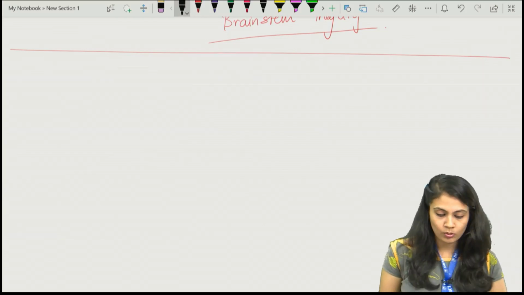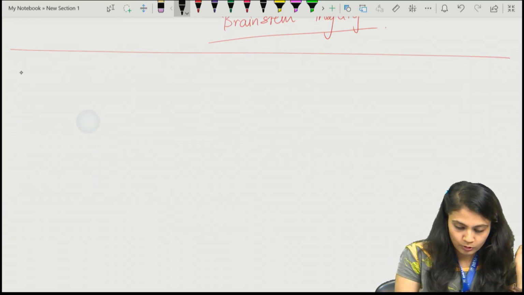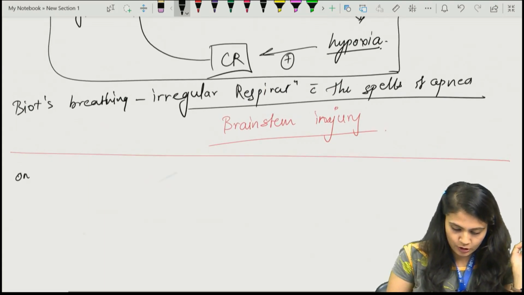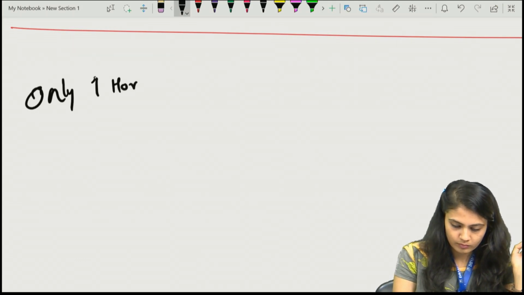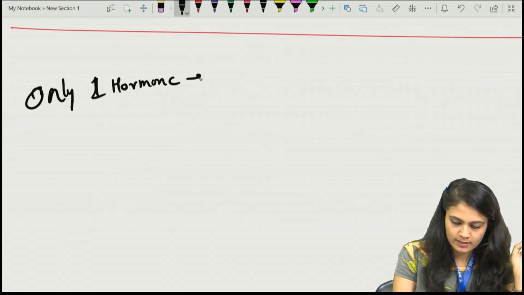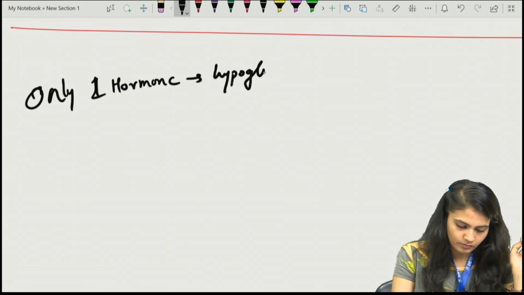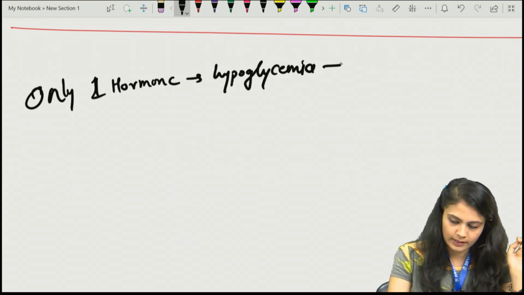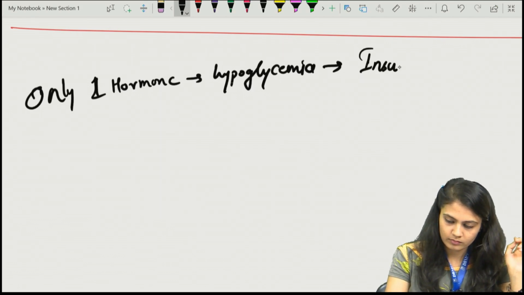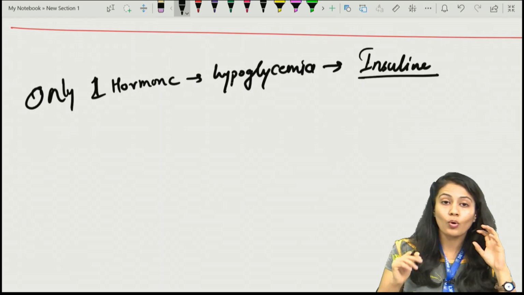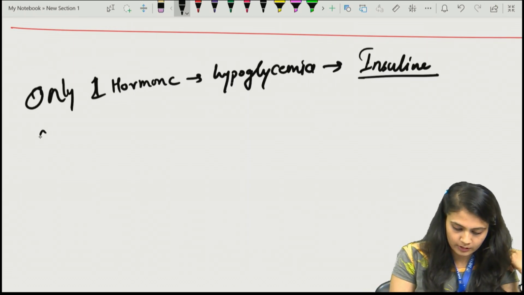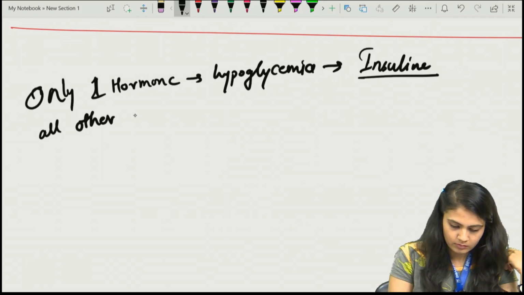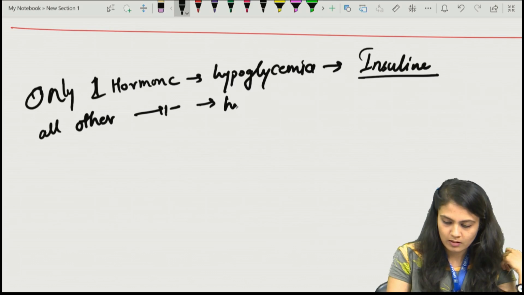Why? We will just see now. What happens? Only one hormone, only insulin, causes hypoglycemia. It is a golden line in endocrine. All other hormones cause hyperglycemia.